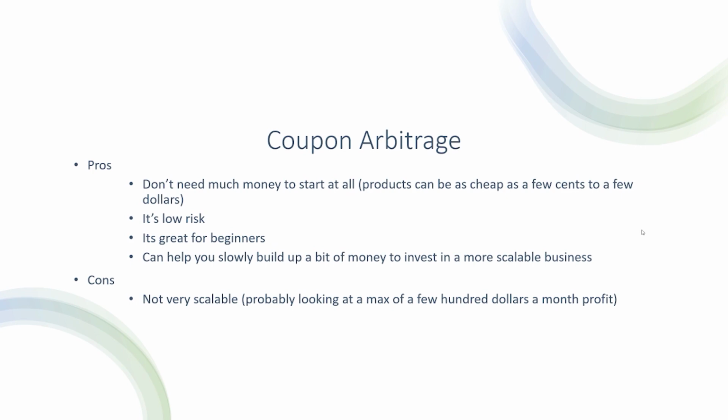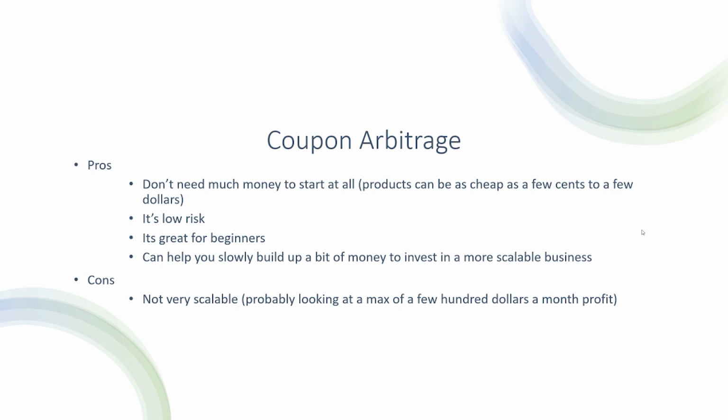So some pros of coupon arbitrage are that you don't need much money to start at all, obviously, because products can be as cheap, like I just showed you, as a few cents or a few dollars. It's relatively low risk because you're not spending a lot of money on these products initially. And obviously it's great for beginners because of that. Also it can help you slowly build up a bit of money to invest into a more scalable business, which is why I usually recommend this and a number of other things like this for beginners.